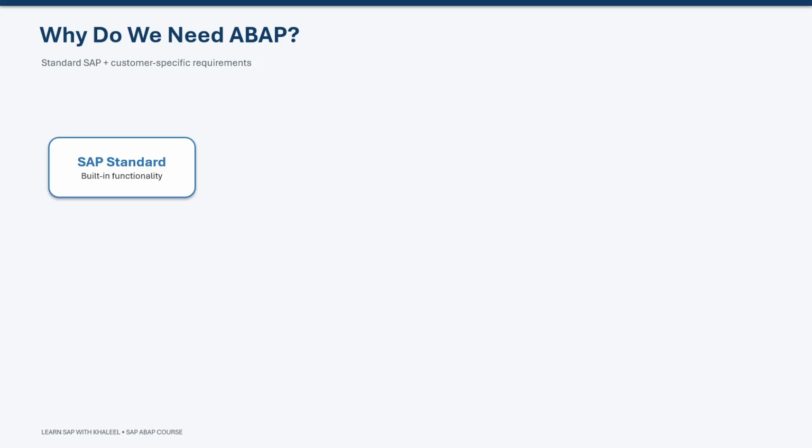Now, why do we need ABAP? Now you may have a question: if SAP already provides so many standard features, why do we need ABAP? This is the most important question. SAP provides a huge amount of standard functionality. For example, SAP can already support sales, purchasing, finance, inventory, production and many other business processes, but every company is different. So, company A may have one business process while company B may have a slightly different process.